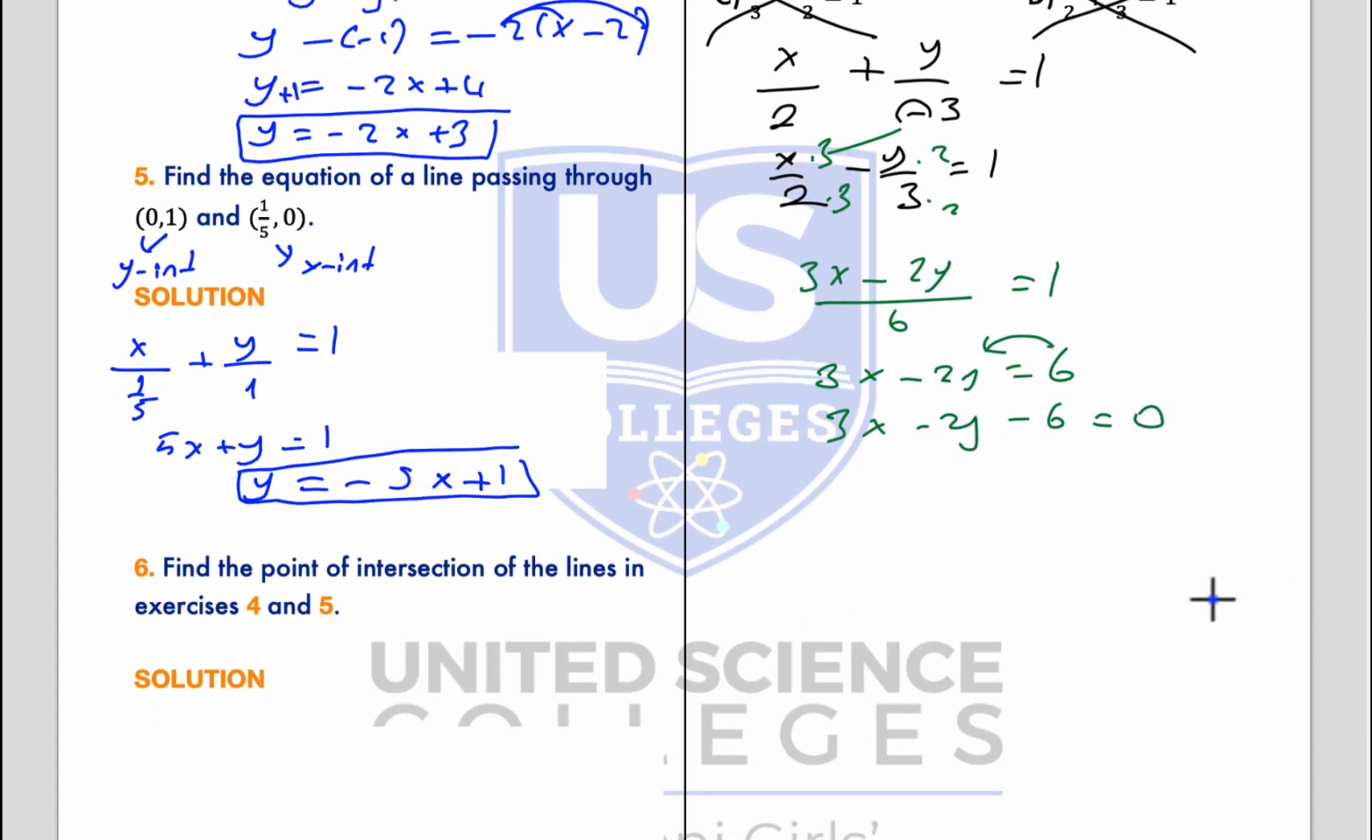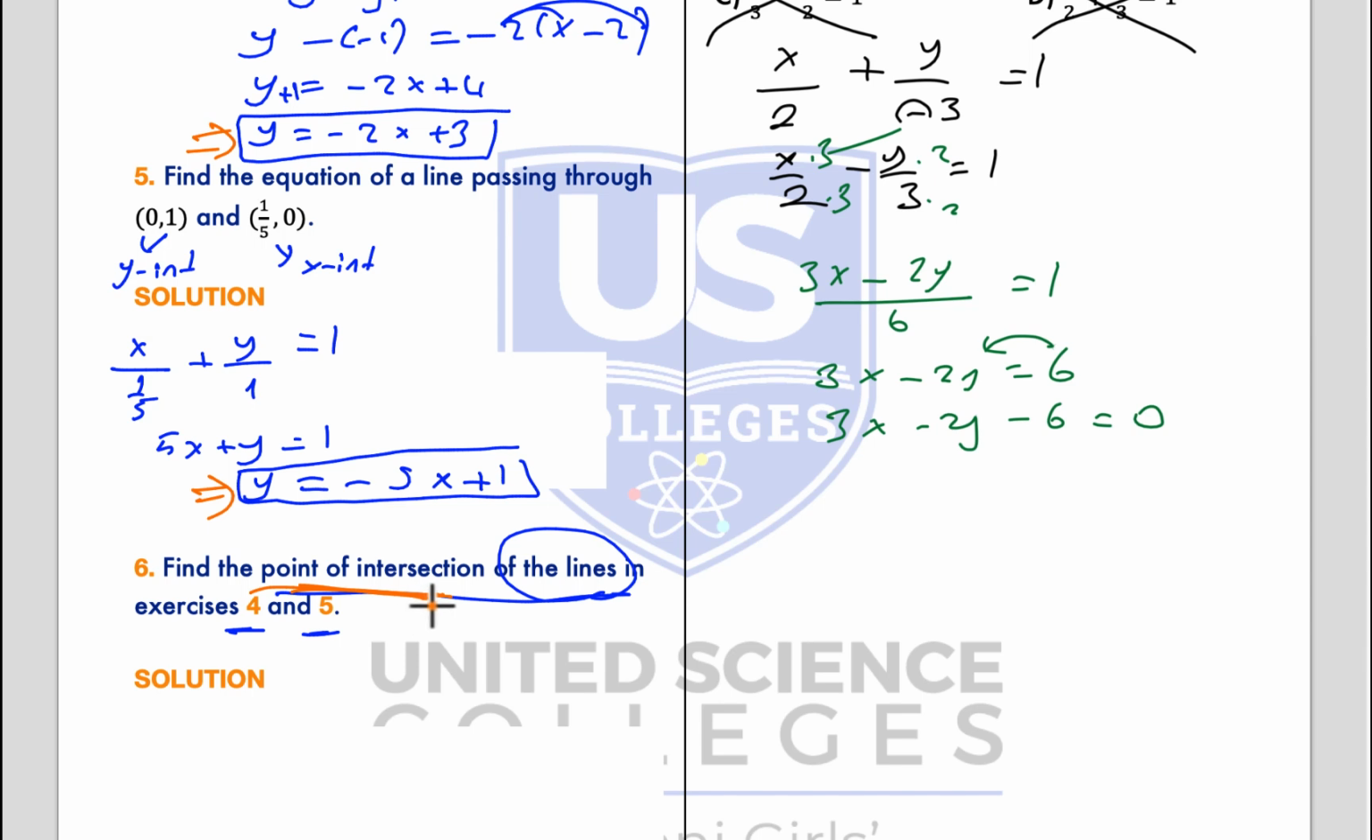And finally, the question is asking about the point of intersection of the lines in the previous two questions. So it's a nice question. It's a combination of two topics. In recent years, the exam is also doing this, combining two or more topics in one question. So we got an equation for the first one. We got another equation for the second one. We just find the point of intersection. This is section 1, right? The previous section, you just studied it.